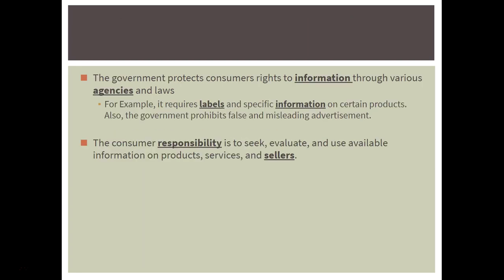So the responsibility, the government protects consumer rights to information through various agencies and laws. So once again, this is what the government does. So for example, requiring labels and specific information on certain products. Also, the government prohibits false and misleading advertisements. So that is why nutrition labels are required on food, or having that nutritional information available. That is regulated through the federal government.